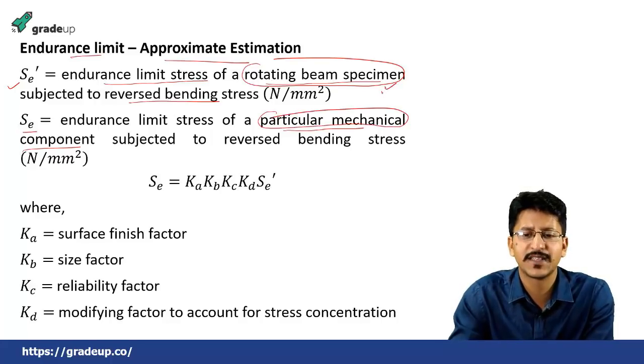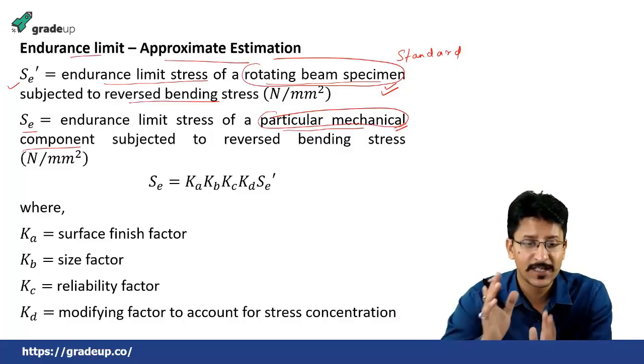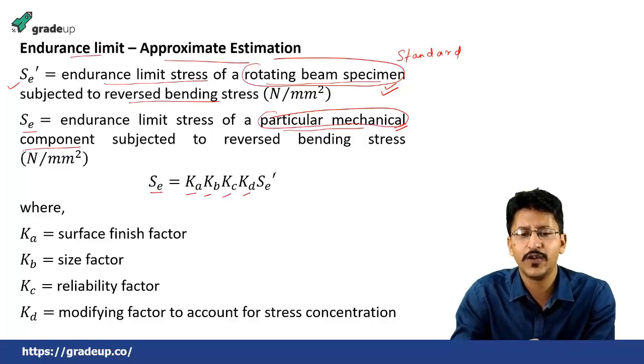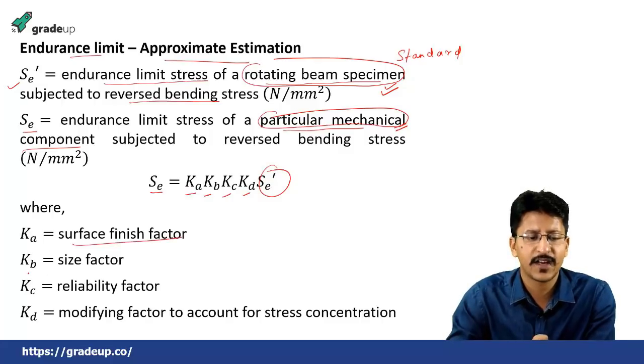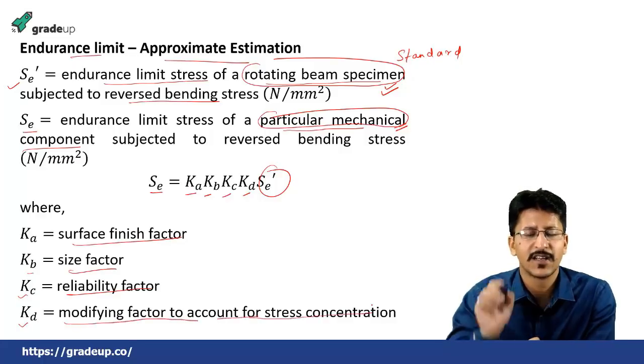That means this is basically a standard specimen. Okay, this is a standard specimen and this SE is for any component or any specimen for which we need to find out the endurance limit. Okay, so SE is equal to Ka, Kb, Kc, Kd into SE dash. What are these terms? Ka is the surface finish factor, Kb is the size factor, Kc is the reliability factor, and Kd is the modifying factor to account for stress concentration.